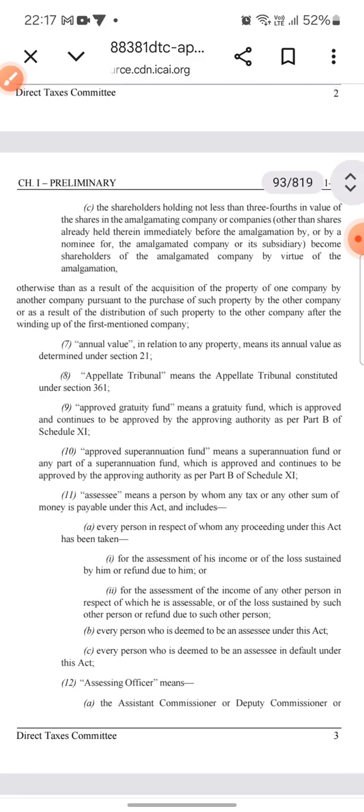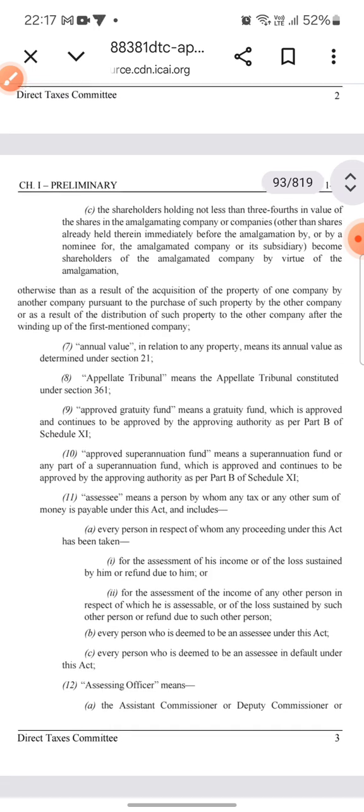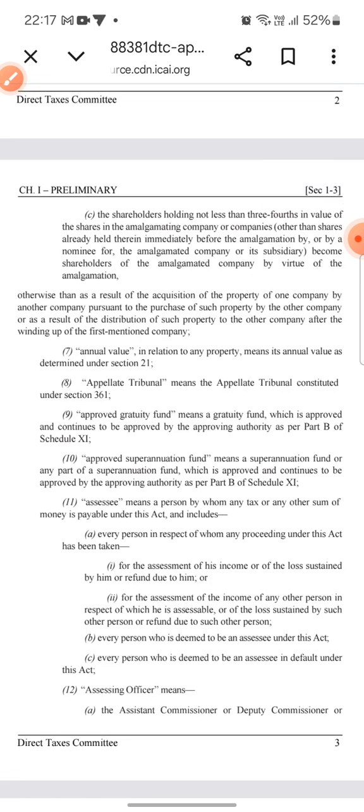And we will continue with the next definition, that is annual fully approved tribunal approved gratuity funds. So all these things we will continue one by one in the next video.